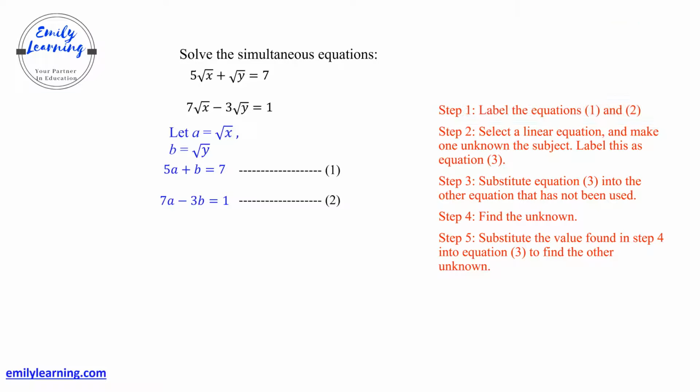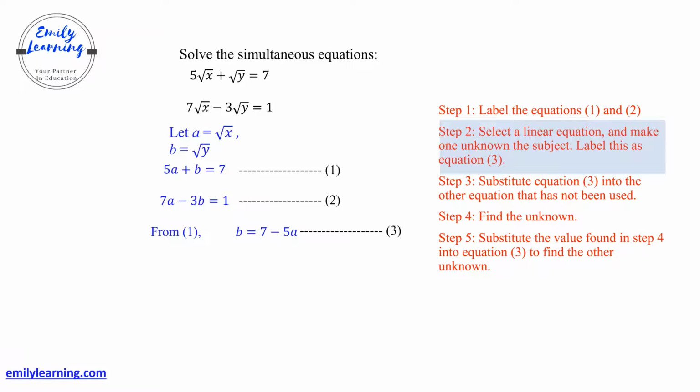Next step, select a linear equation and make one unknown the subject, and label the equation 3. So I'll prefer to use this because there is b here. So the coefficient of b here is just 1. So it'll be easier to make it the subject. So it's easier to make b the subject. So let's do it.